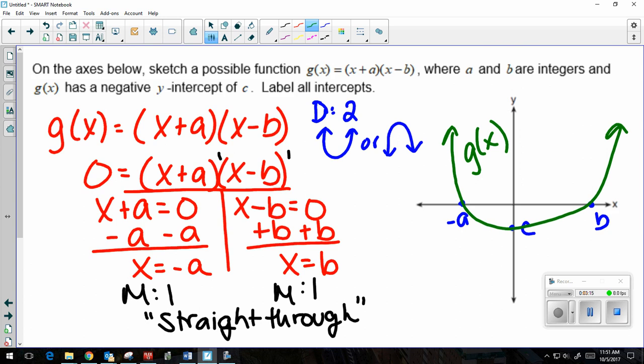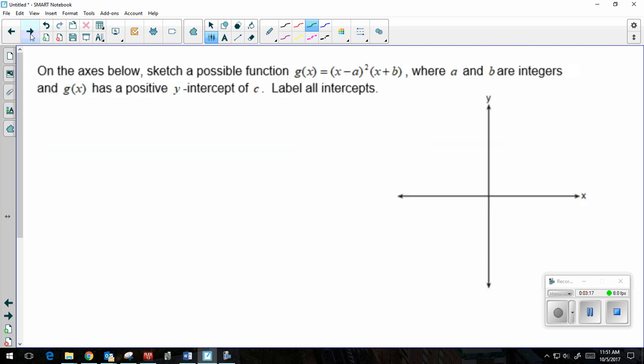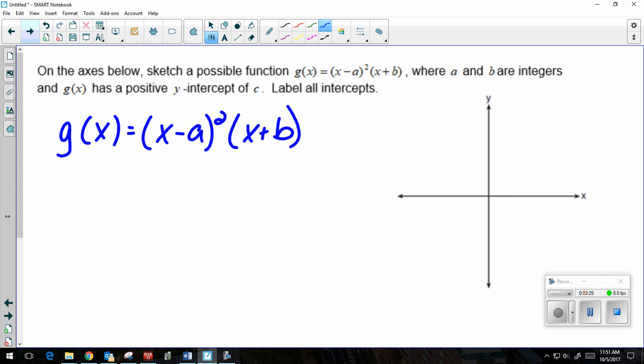Let's take a look at one more example. On the axes below, sketch a possible function, g of x equals x minus a squared times x plus b. So let me write that down first. Where a and b are integers, and g of x has a positive y-intercept of c. Label all intercepts. So first I need to tee off to find my zeros and my multiplicity.